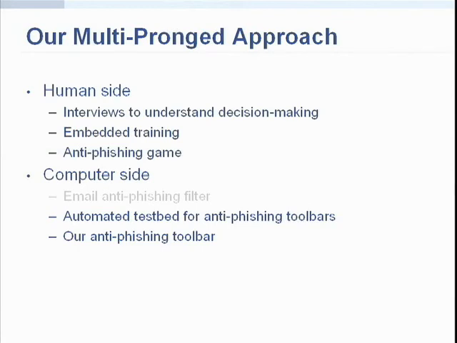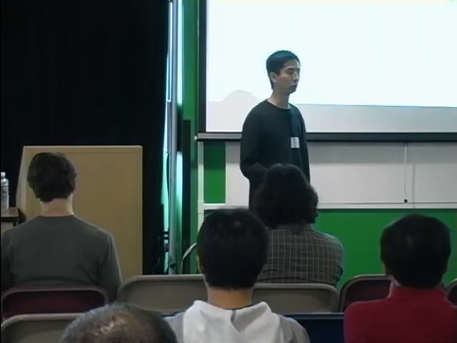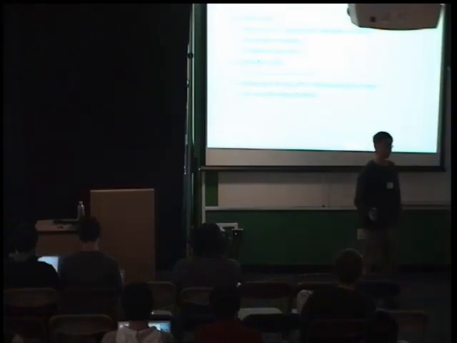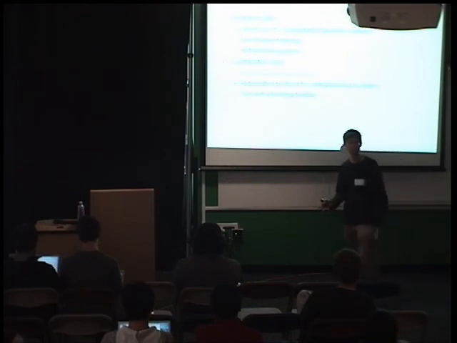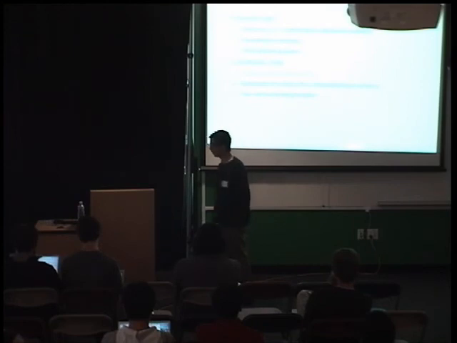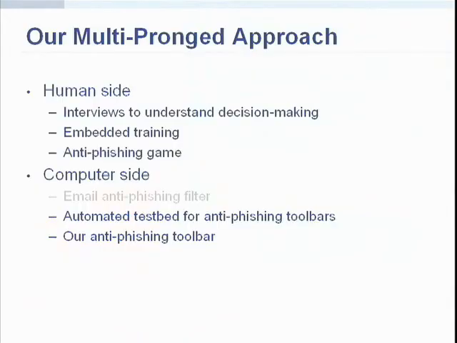We've also developed an automated test bed for evaluating anti-phishing toolbars. It turns out there's probably about 90 anti-phishing toolbars you can install into your web browser today. What we've been trying to do is understand, well, are these actually effective or not? And if so, what kinds of strategies are effective? Lastly, I'll be talking about an anti-phishing toolbar that we've developed, and it actually is very good. It's about 95% accurate or so in terms of detecting phishing websites.